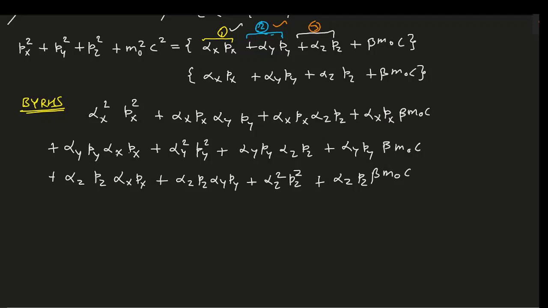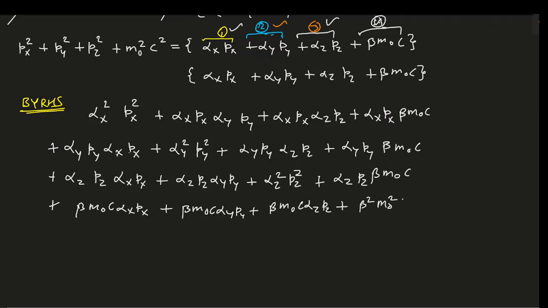Now it's turn to multiply the last term, that is the beta m naught c, with all the four terms. So you will be having beta m naught c alpha x p x, plus beta m naught c alpha y p y, plus beta m naught c alpha z p z, plus beta squared m naught squared c squared.